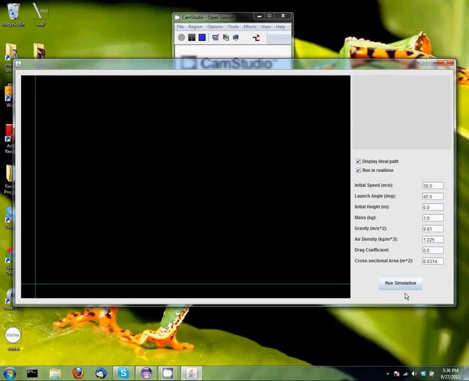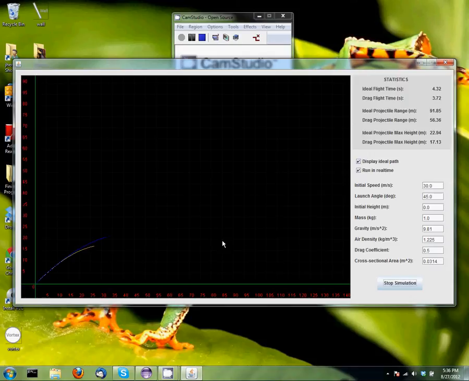Anyway, so basically it's a real-time graphing simulator. You can see right there. It actually runs very smoothly, but my video capture is quite choppy.